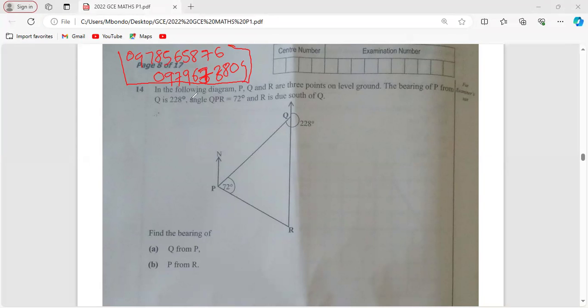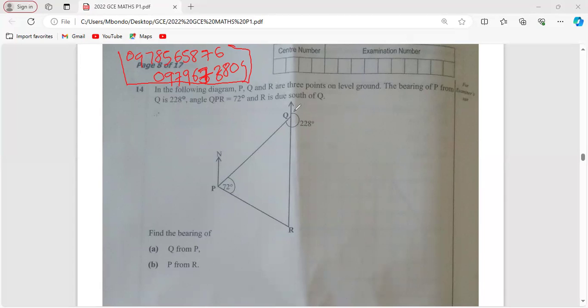So straight to the question now. In the following diagram, P, Q, and R are 3 points on level ground. The bearing of P from Q is 280 degrees. Angle QPR is 72. And R is due south of Q.